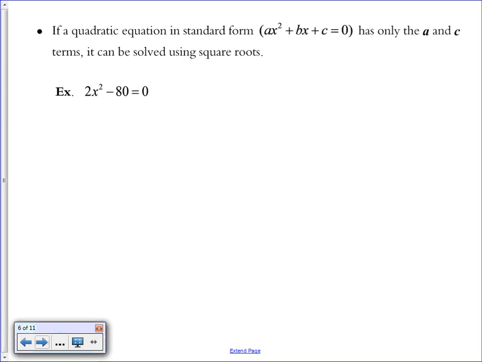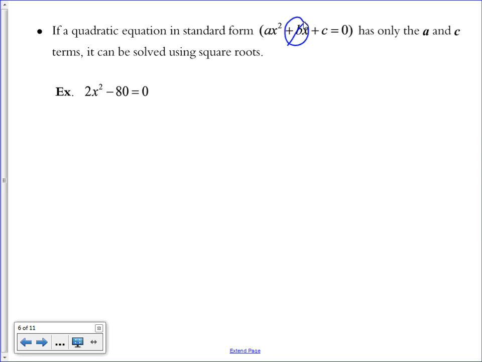Now we can apply solving quadratic equations with square roots. So the general rule of thumb is that if a quadratic equation is in standard form, which means it's going in the order ax squared plus bx plus c, or basically your x squared term, then your x term, then your constant term, if it has only the a and c terms, then it can be solved using square roots. So if you don't have a b term in your original question, that means the b value is 0, and you can solve it using square roots.